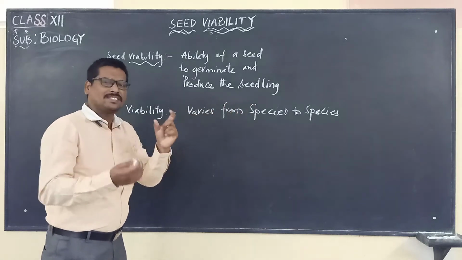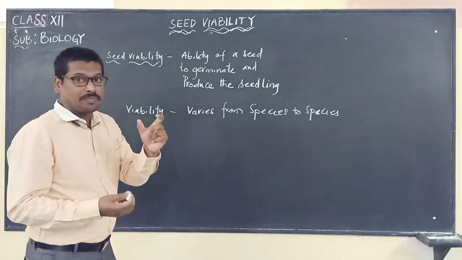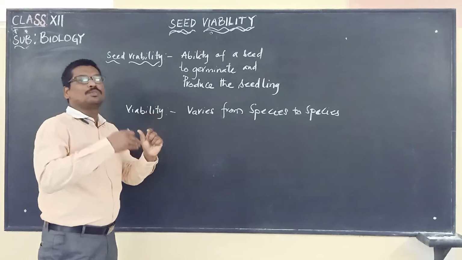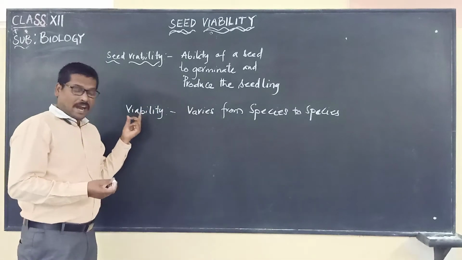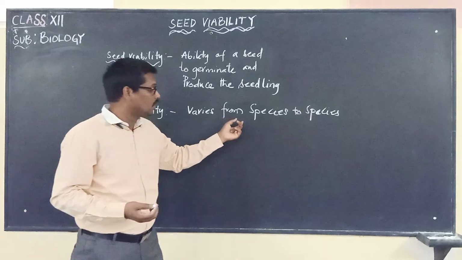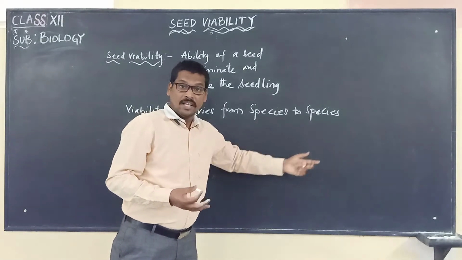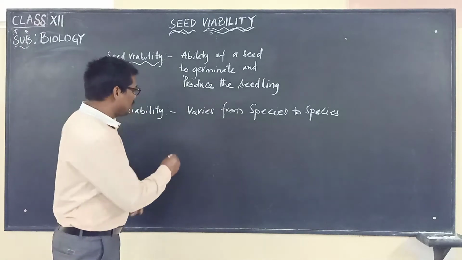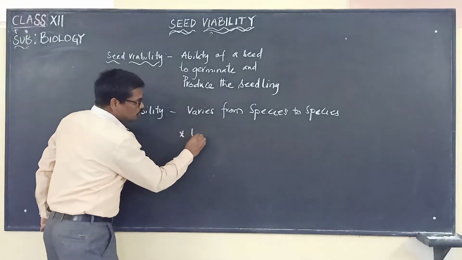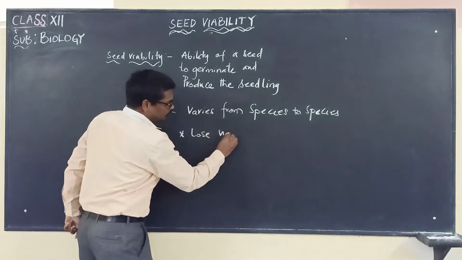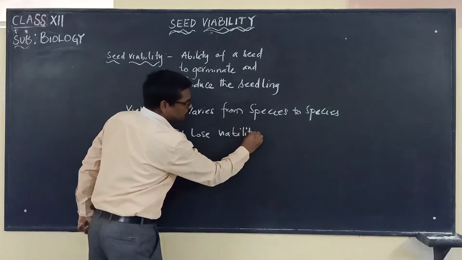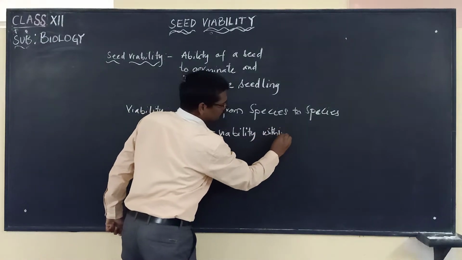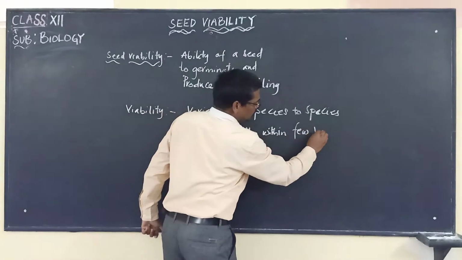So we can say it is the time period that a seed takes to germinate, which is called viability. And this viability varies from species to species. There may be a few seeds which lose the viability within a few months.